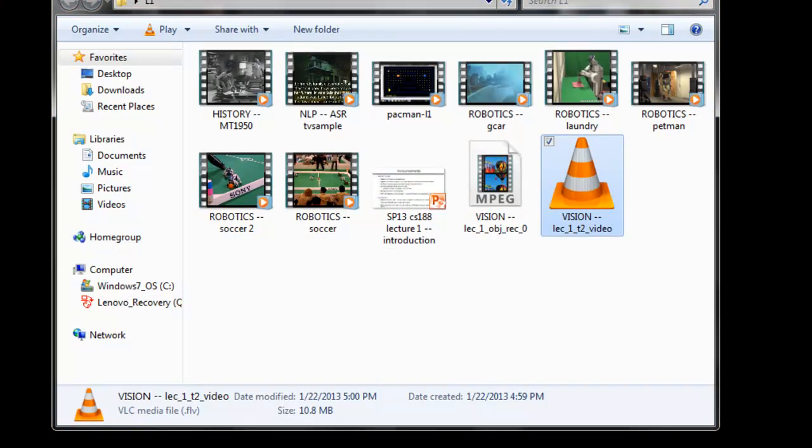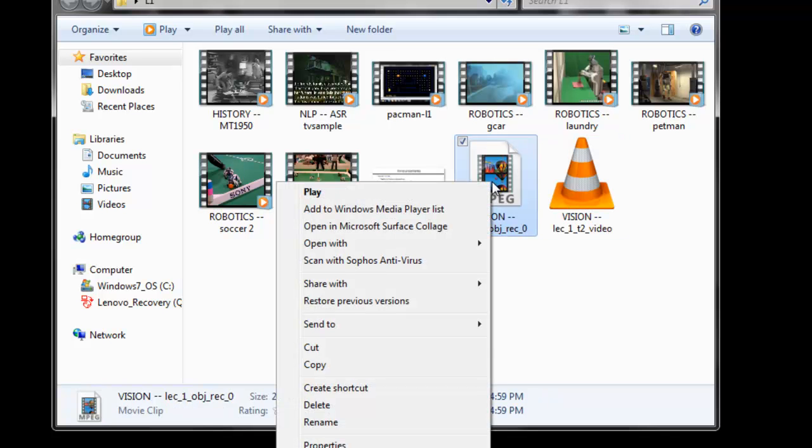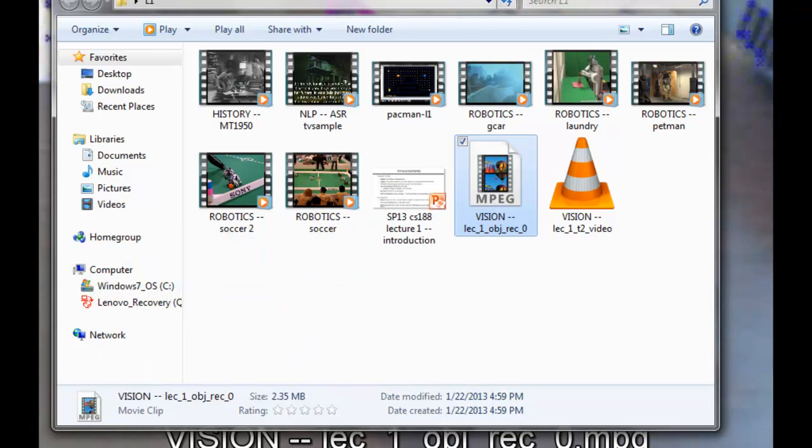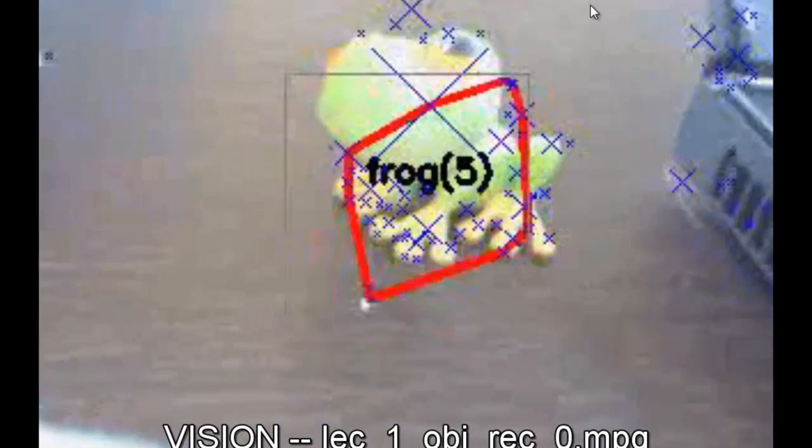Now let's look at another demo of an actual computer vision system, not a Hollywood system. That was Terminator 2, by the way, if you want to watch it at home.